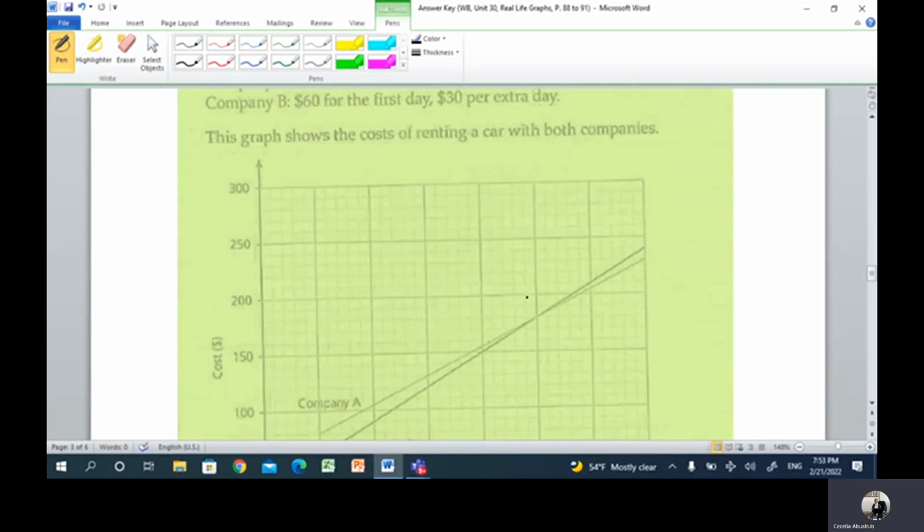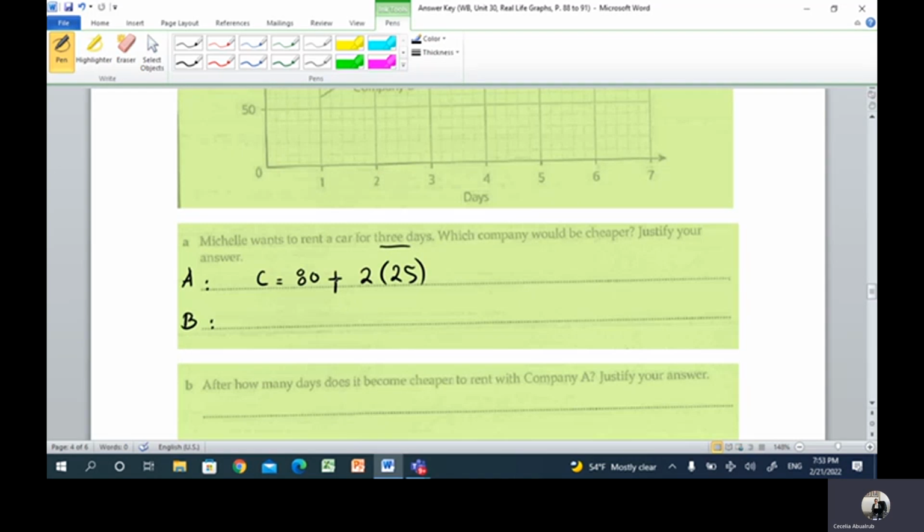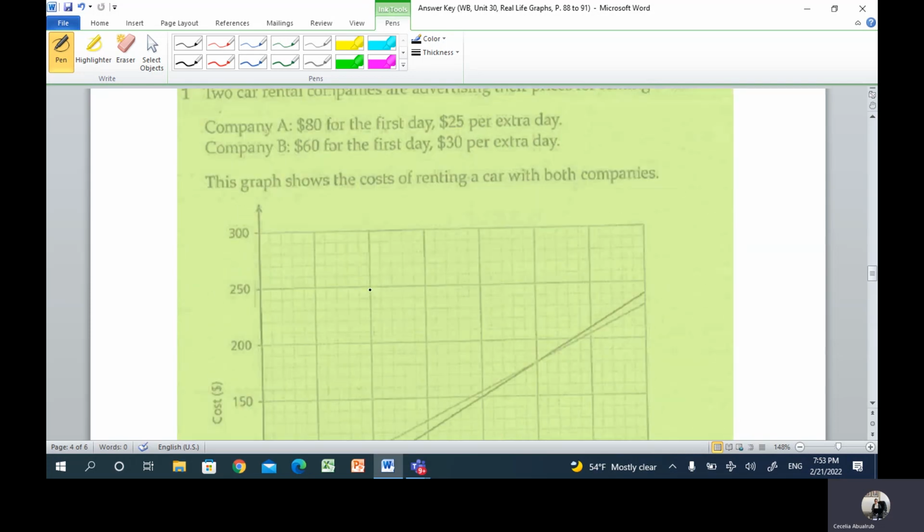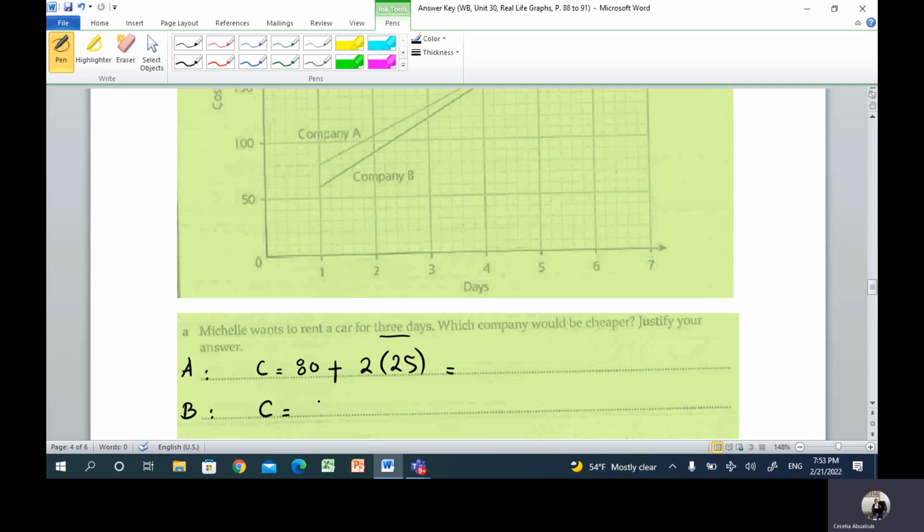So 25 times 2. So the first day is 80. The next 2 days is 425. Accordingly, the price and the cost for B, if we go up there, starts at $60 the first day plus $30 for the next day. And we're renting it for 3 days. So the first day is 60 and then 2 days times 30.